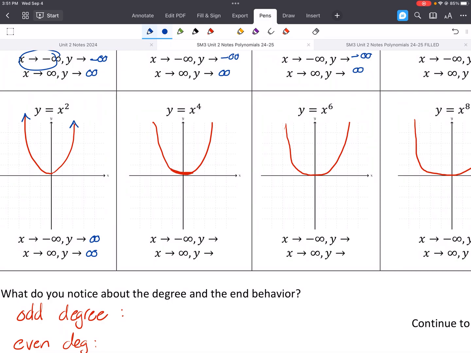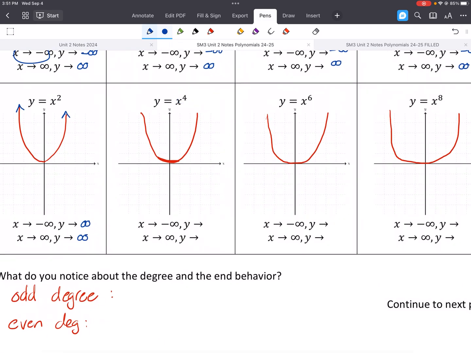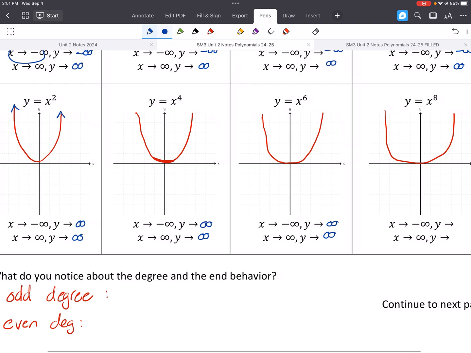But kind of what happens is when the degree gets higher and higher, it gets more like flat on the bottom. Well, that just went really weird. Okay, so it's very similar. It just gets more wide and kind of flat. So all of these are going in the y direction, up and up to infinity and infinity.